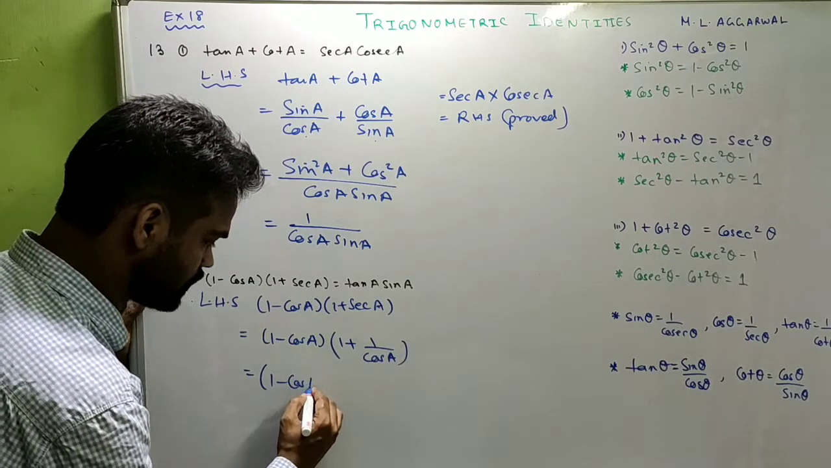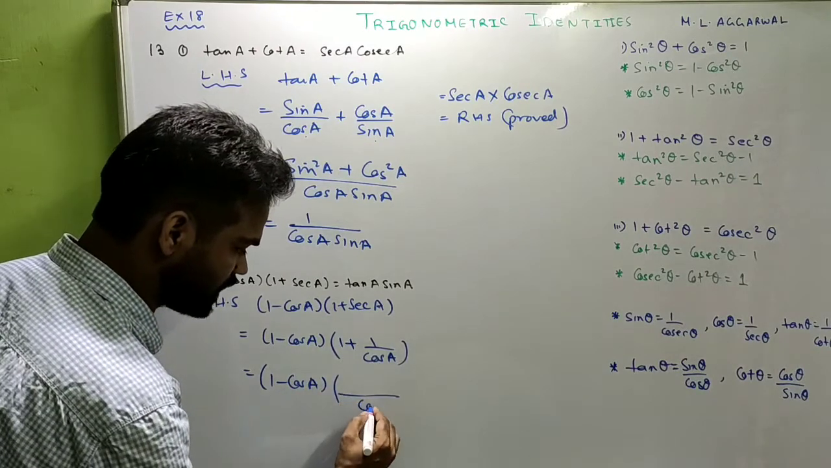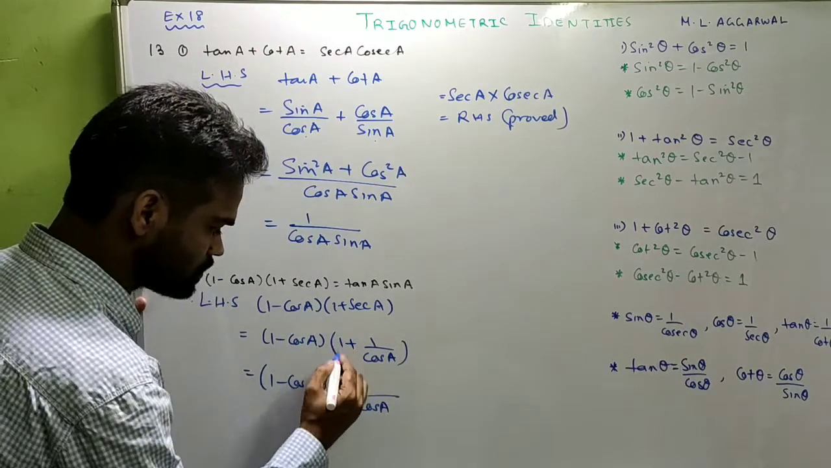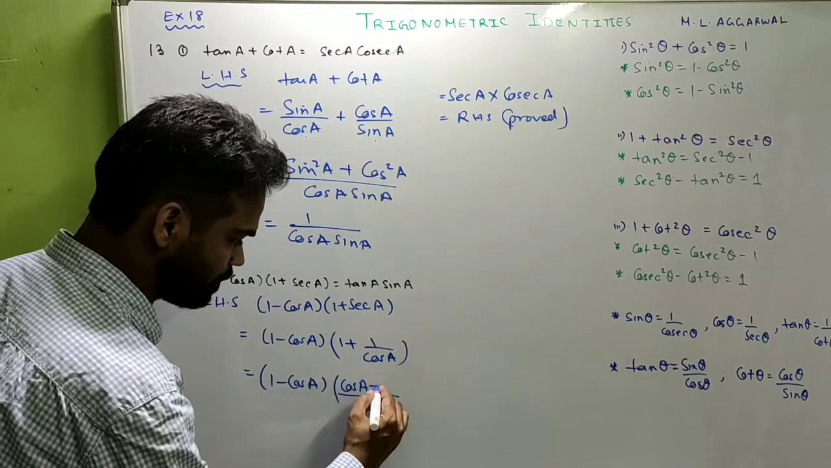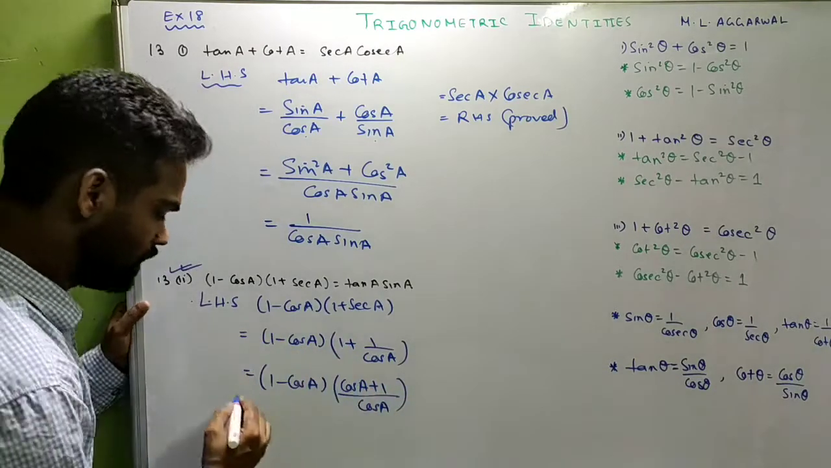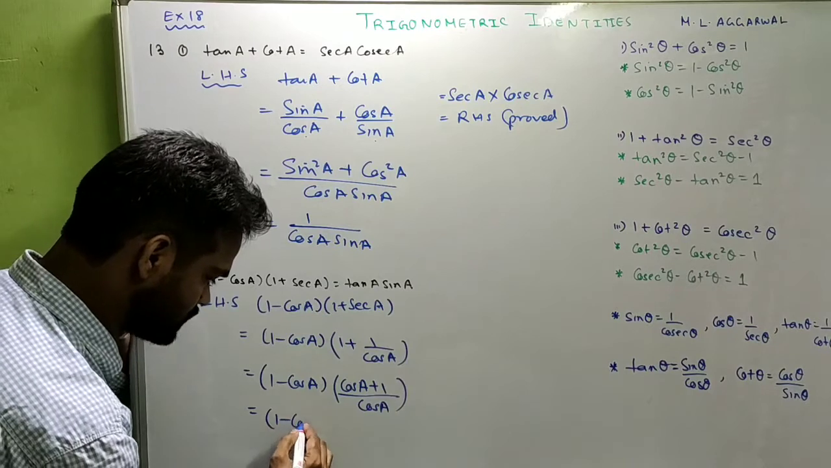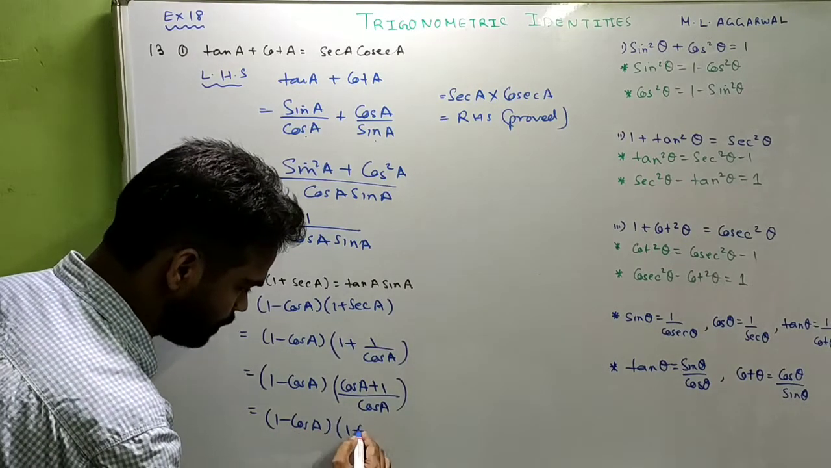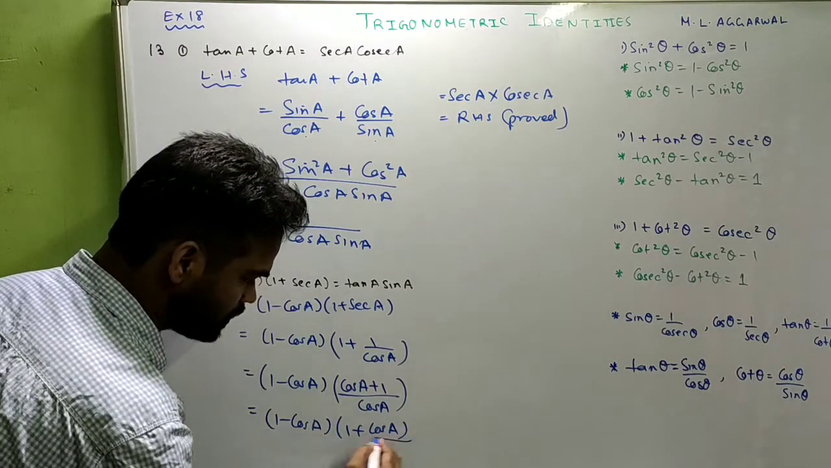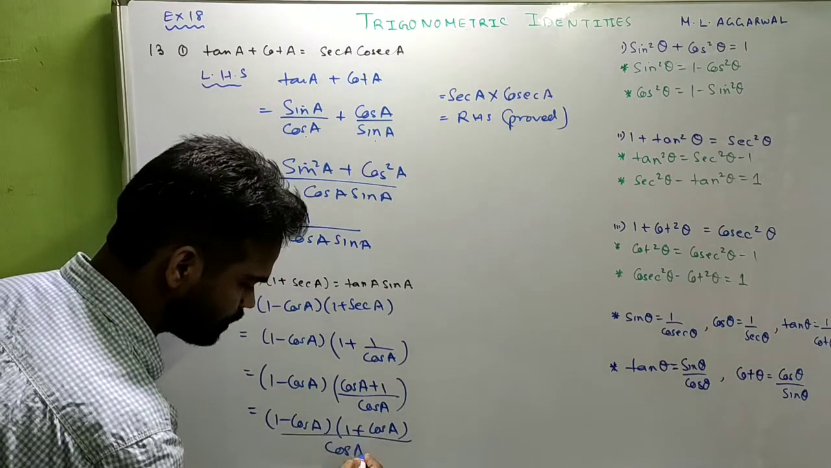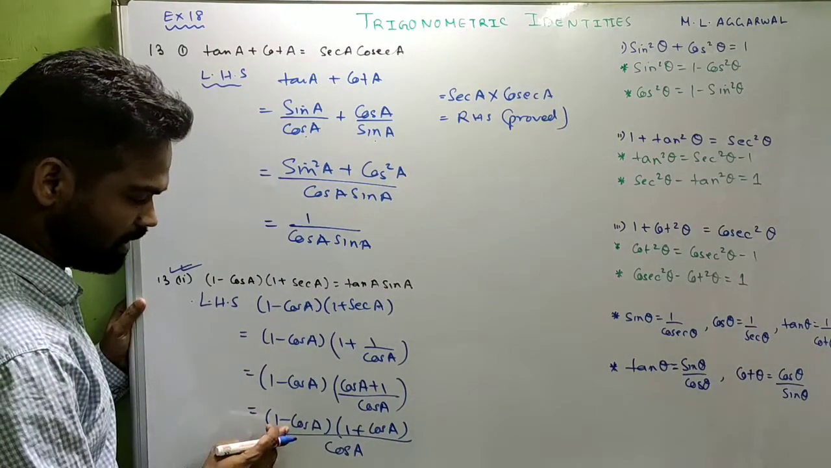Now this is 1 minus cos A. This if I take LCM, cos A, so 1 into cos A is cos A plus 1. Now this can I write like (1 minus cos A)(1 plus cos A) by cos A. Now look carefully. A minus B, A plus B.